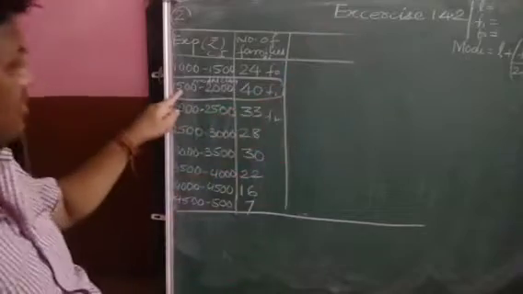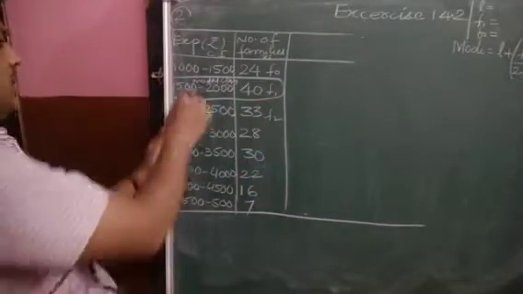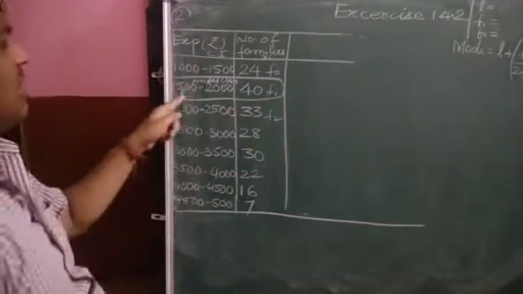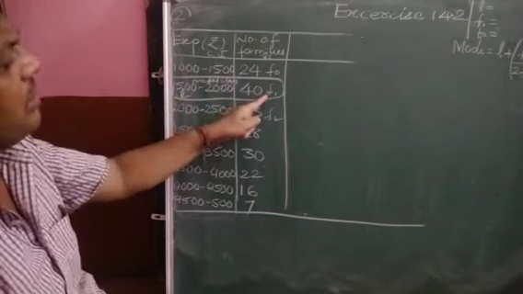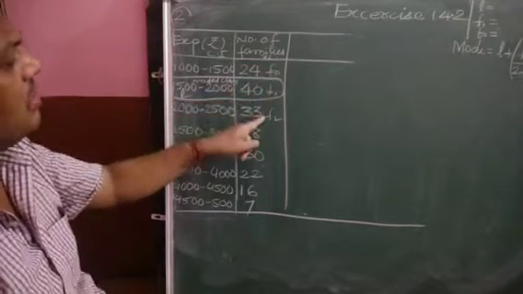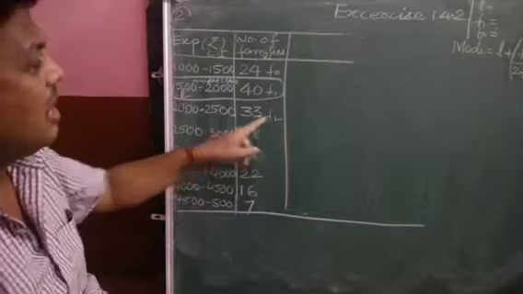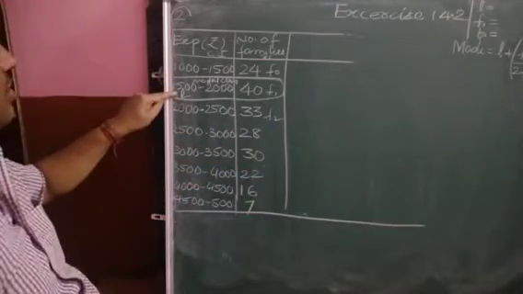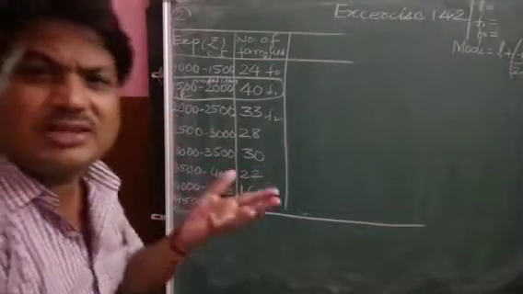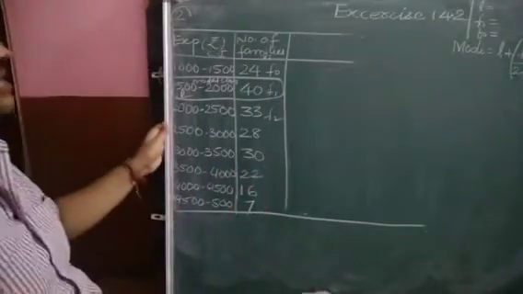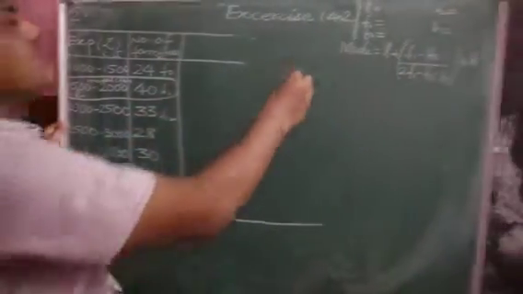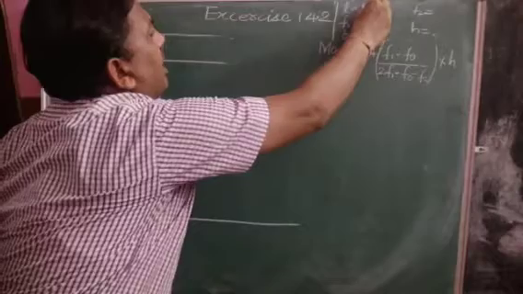L value 1500, F1 40, F0 24, F2 33. Height how much, children? 1000, 1500, 2000. Height is how much? 500. Can't you write, children? So L value is 1500.